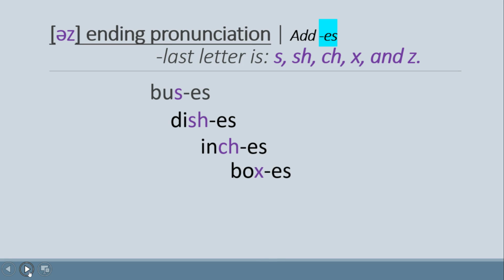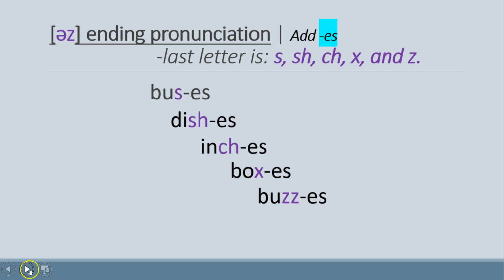Box will be pronounced as boxes, boxes. And finally, the word buzz will be pronounced as buzzes. You guys have to just remember these five letters: S, CH, SH, X, and Z. And if you have your word finishing in one of these letters, just add ES and pronounce this as əz.